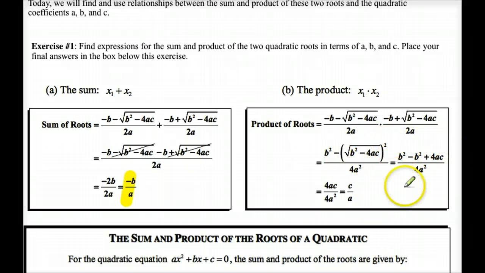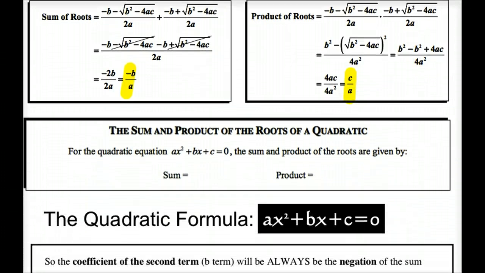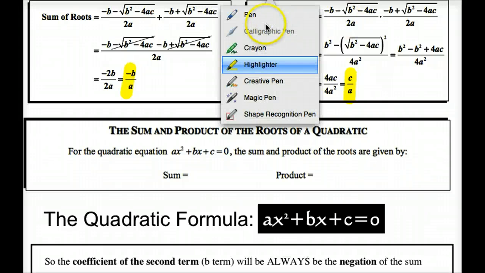I simplify all of that. I end up with b squared minus b squared plus 4ac. My b squares are canceled. I'm left with 4ac over 4a. I cancel my 4. I take an a out, and I am left with c over a. Now, why are we doing this? You will find out in just about a minute.